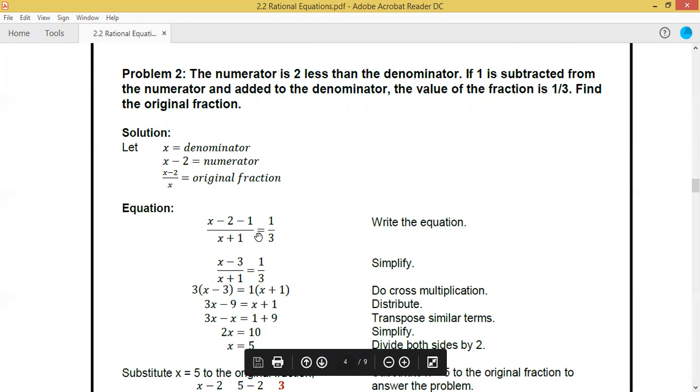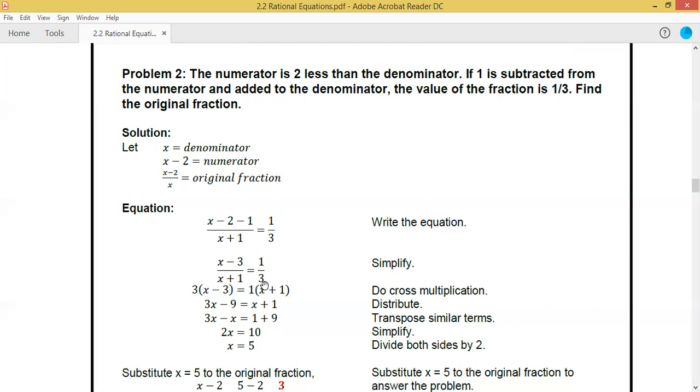If 1 is subtracted from the numerator and added to the denominator, so what will happen? We subtract 1 from the numerator and we add 1 to our denominator. The value of the fraction is 1/3. Now we need to simplify. Negative 2 and negative 1, that's negative 3. So you have x minus 3 over x plus 1 equals 1/3. Then we do cross multiplication.